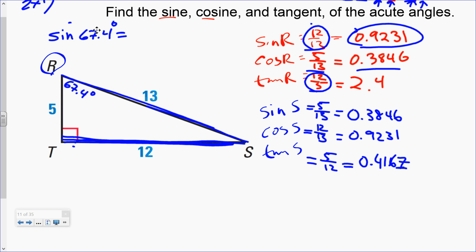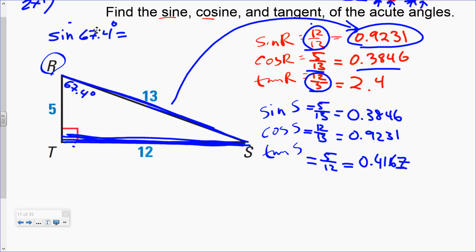Remember, the way we got this number is we took 12 divided by 13, right? What the calculator has done in its mind, you can say the calculator has a mind, is it knows that for an angle of 67.4 degrees, the ratio of the side that's opposite, here's the key now, the side that's opposite to the side that's the hypotenuse will always be that ratio.